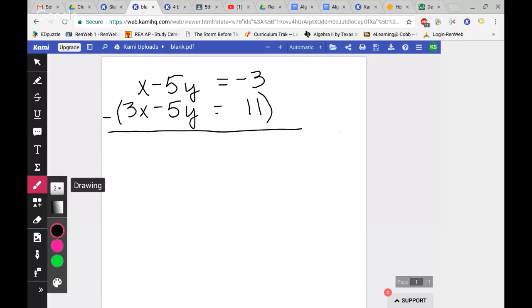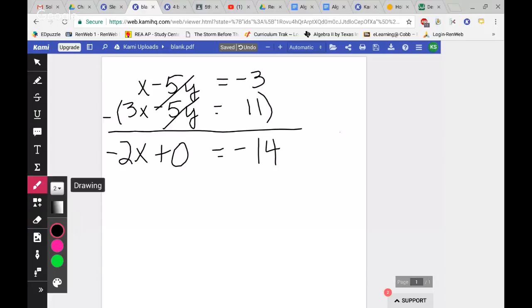what I'm going to do then is x minus 3x. That's going to give me a negative 2x, because this is a positive 1x minus 3x, which is a negative 2x. And then minus 5y minus a minus 5y. That's technically minus 5y plus 5y, which gives me 0. That actually cancels out. Okay? And then negative 3 minus 11 is going to give me negative 14. Does everybody see that? Yes.